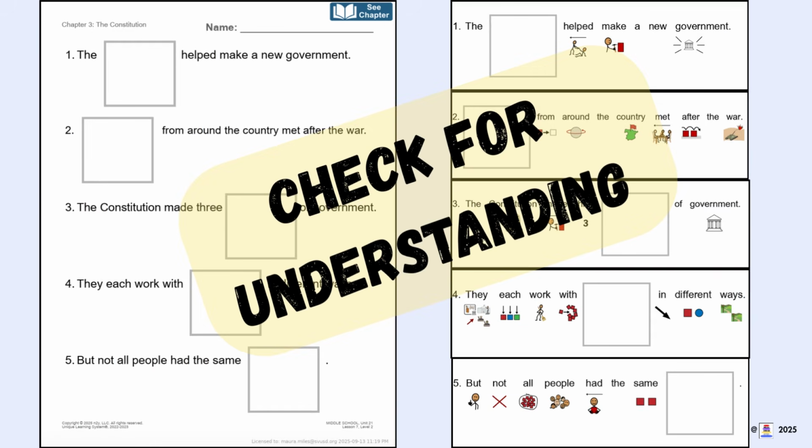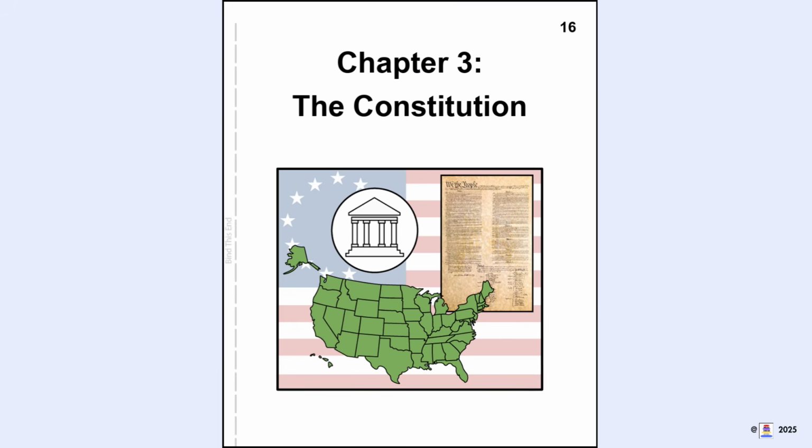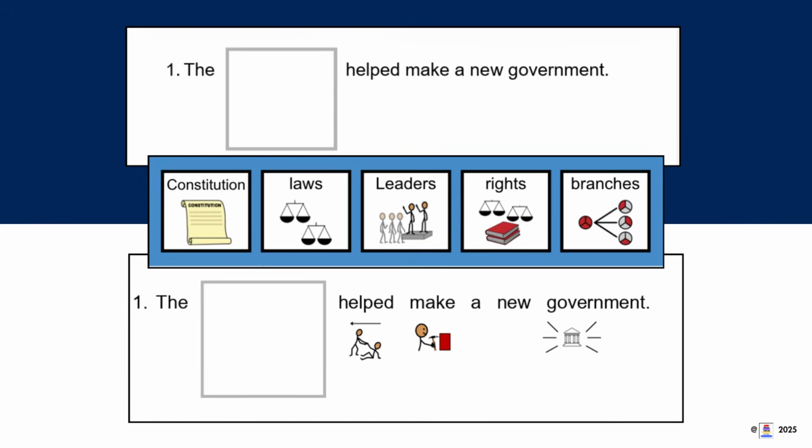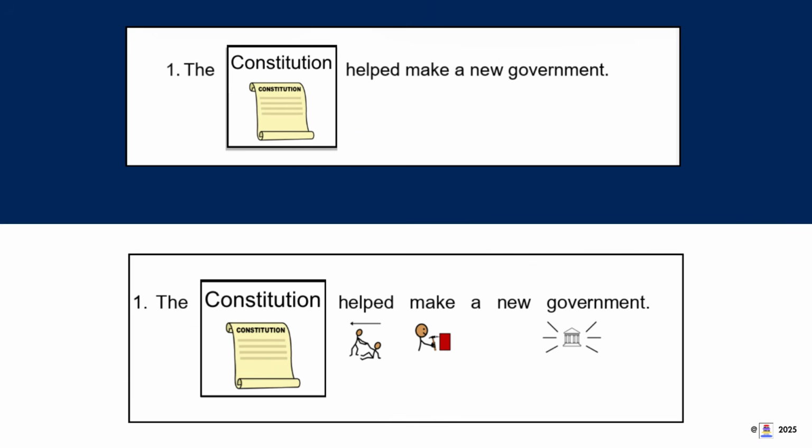Now that we have finished reading Chapter 3, the Constitution, let's go over some comprehension questions to check our understanding. This learning will be fun and easy because we are going to work on it together. And remember, you can always look back at the chapter if you don't remember an answer. Number 1. The blank helped make a new government. The Constitution helped make a new government.